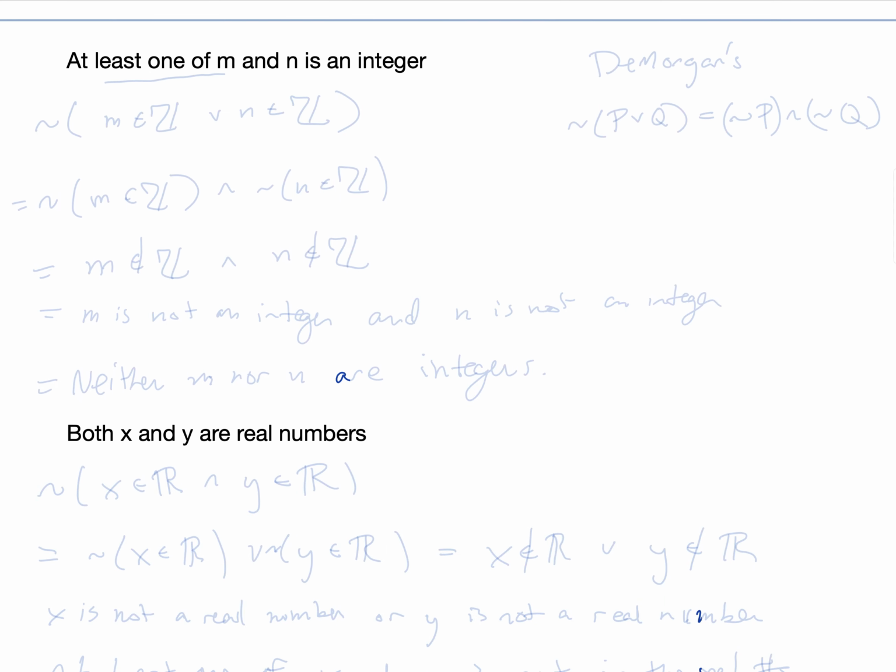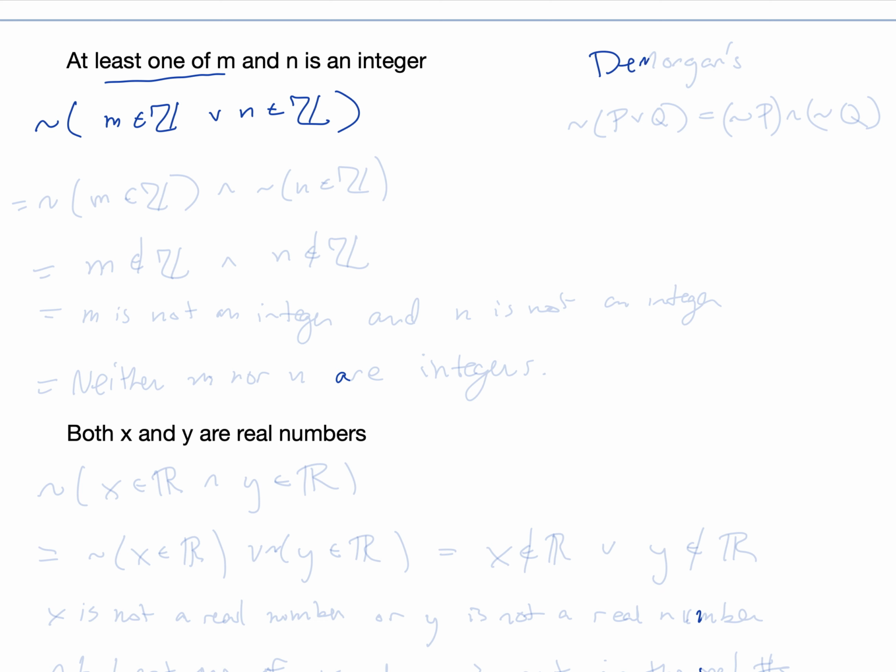Okay, at least one of m and n is an integer. So we want to negate this statement, and let's just think about what the structure of this statement is. At least one of is an or statement. So this is negating the statement at least one of m and n is an integer. That means m is an integer or n is an integer. That's the statement we want to negate.